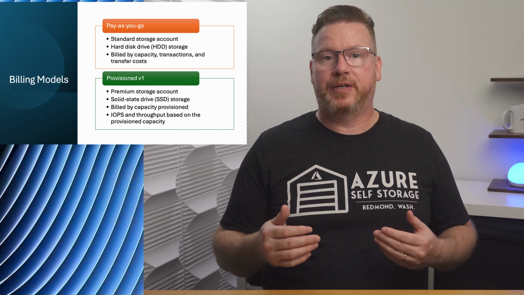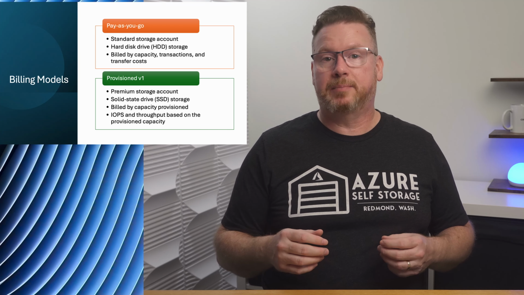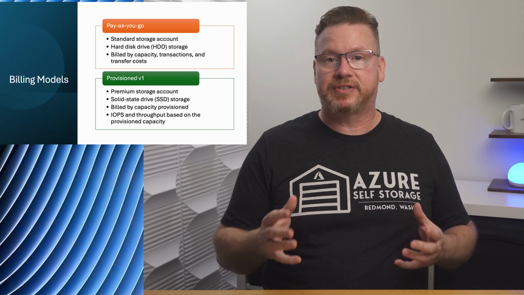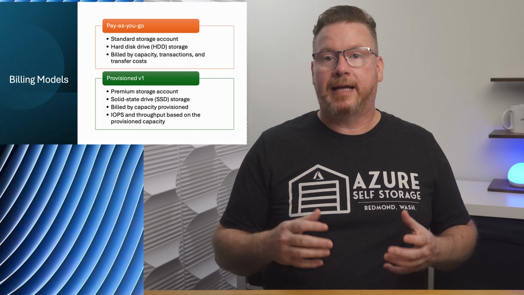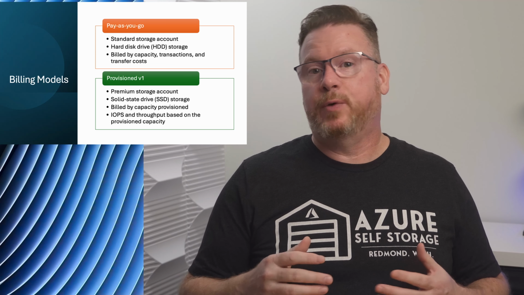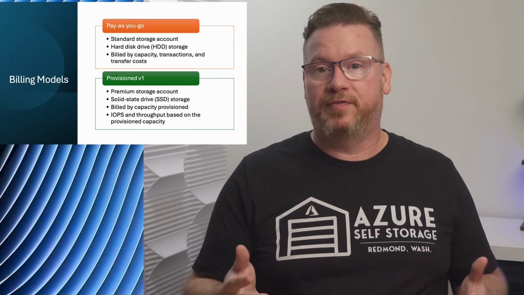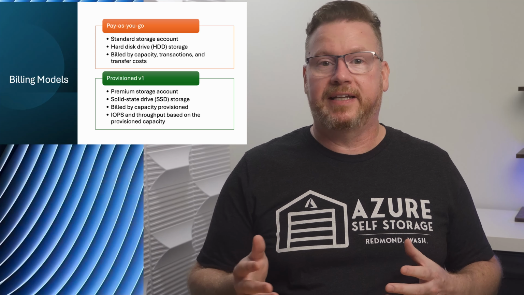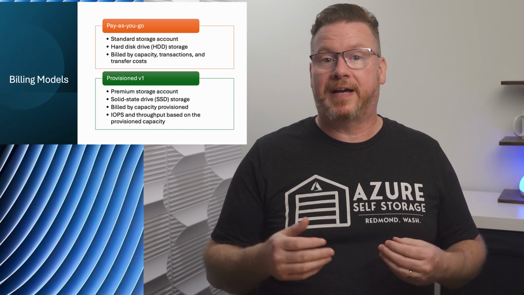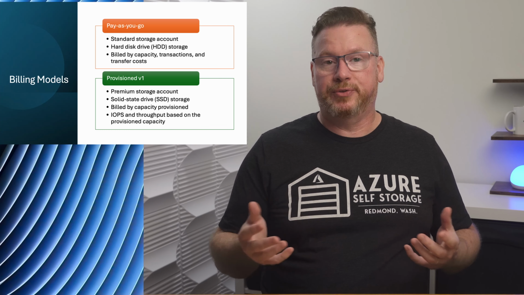Next is Provision v1. Provision v1 is the billing model for premium file shares. A premium file share runs on faster solid-state drives. The total IOPS and throughput are significantly higher than the pay-as-you-go model. Provision v1 is billed by the capacity provisioned. This is a significant difference from the pay-as-you-go model. If we provision 2 terabytes but only use 500 gigabytes, we pay for the 2 terabytes.